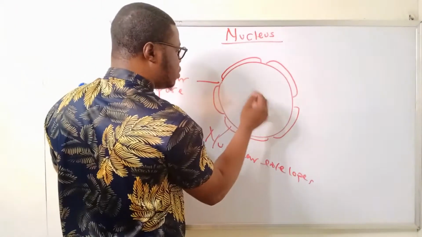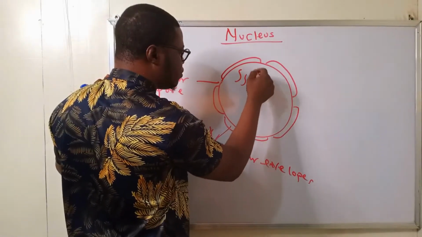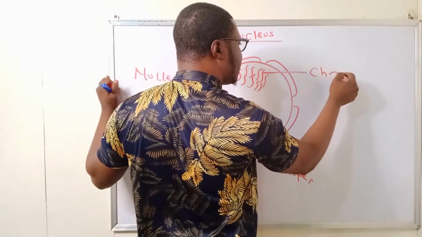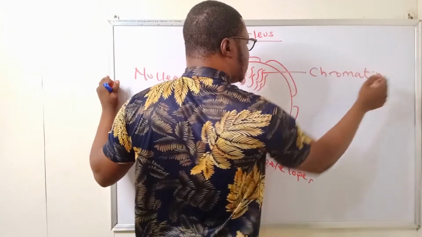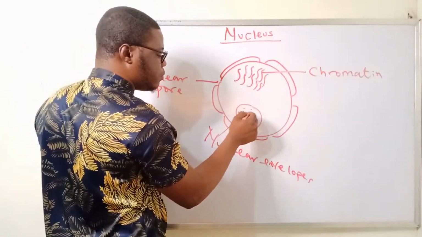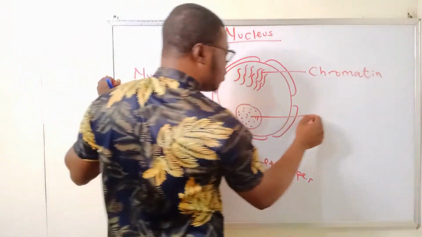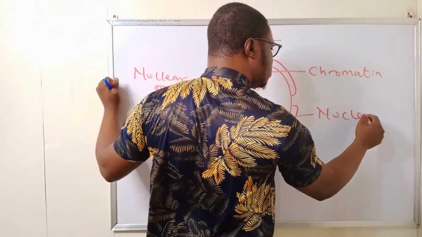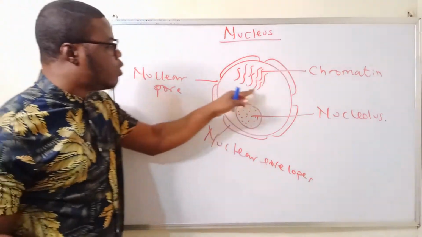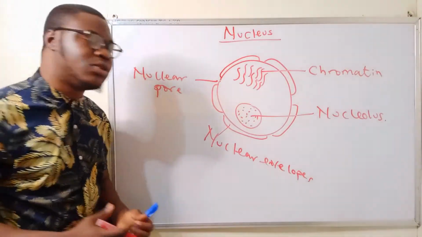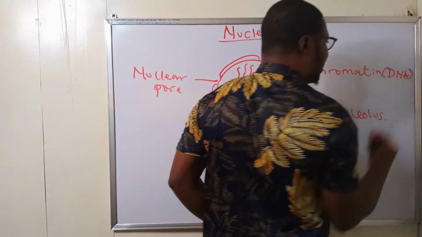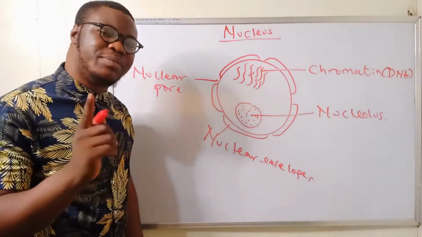The first one is called the chromatin. Chromatin. And the second thing is called nucleolus. Nucleolus. Now, what about these two? This chromatin actually contains something called DNA. DNA. And now the question is, what is the meaning of DNA?